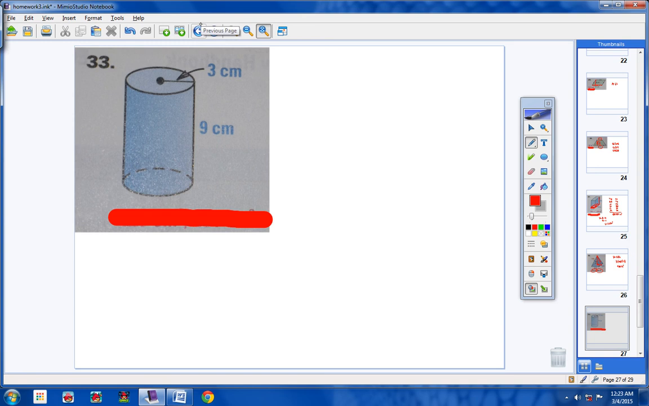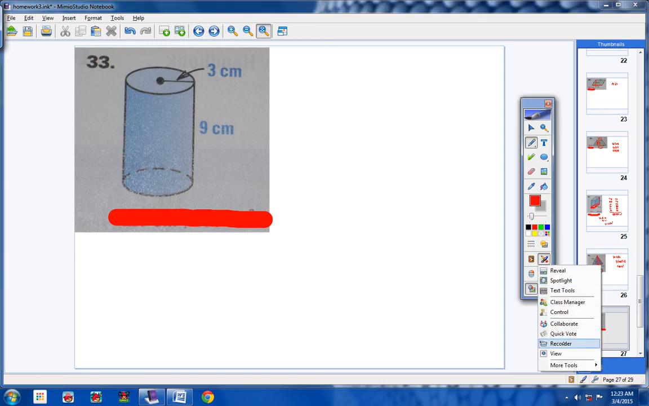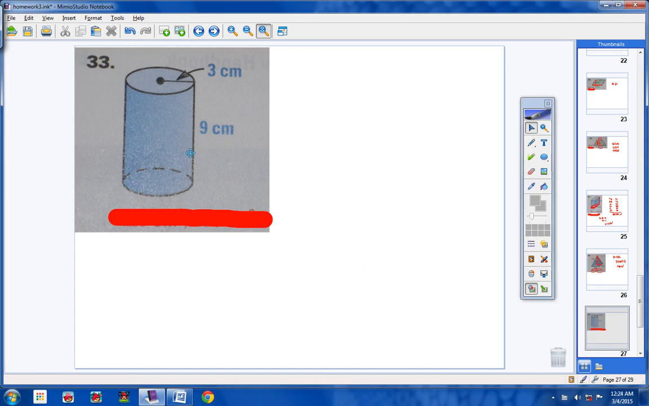All right, number 33. They want us to find the surface area and the volume of a cylinder. Now students, like the last time I told you, we need our formulas, okay? So here they are. Now, we have the formula for volume and the formula for surface area, okay? So here we go. Let's start off with the surface area first. 2 pi r squared plus 2 pi r. So 2 times 3.14 times radius squared. Well, here's the radius right here, 3. So 3 squared.